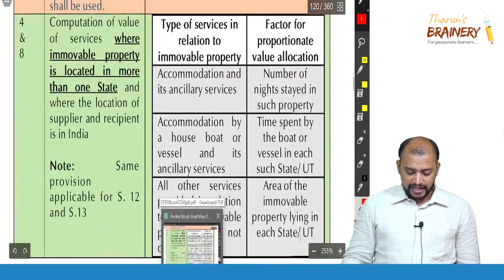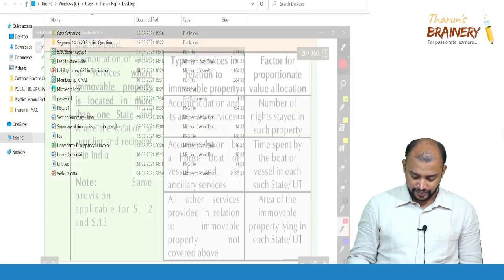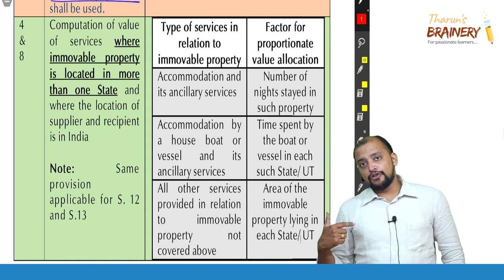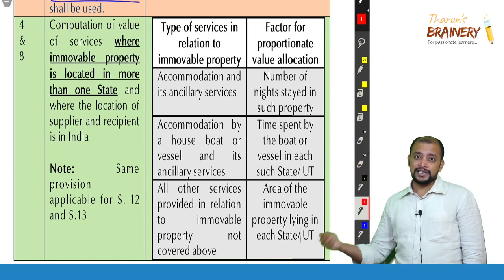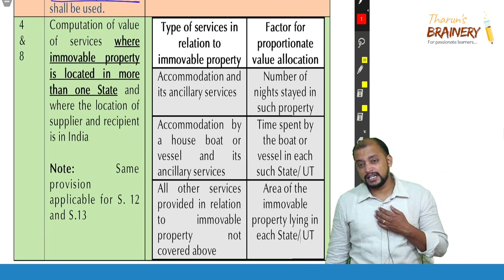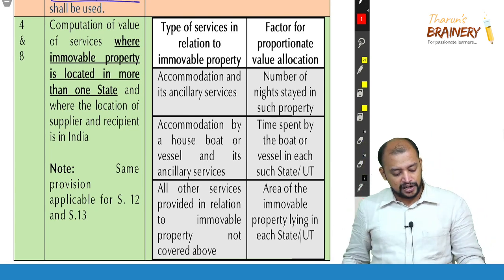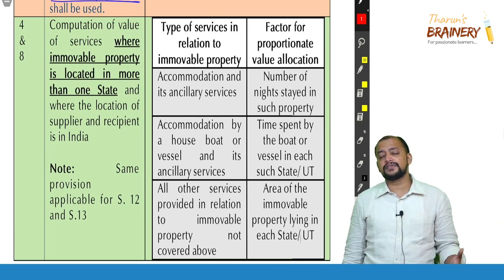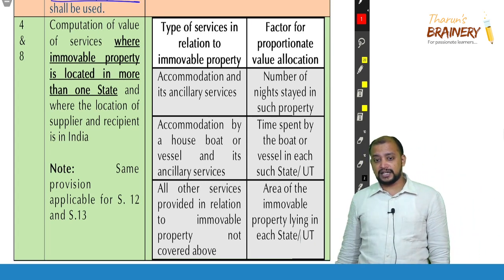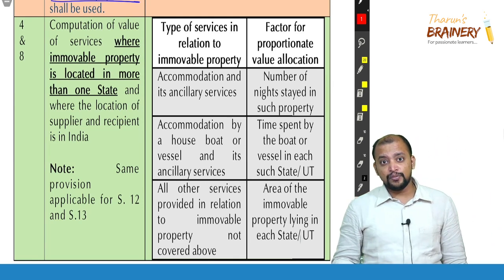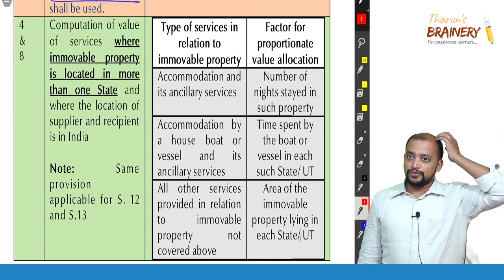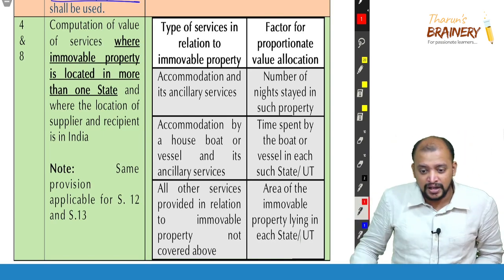Now look into the other areas. Rule number 4 and 8. Rule number 4 and 8 both are connected. 4 is in the context of 12, 8 is in the context of 13. That is immovable property you take. If the immovable property is in more than one location. For example, I am getting a contract to provide some maintenance service in relation to immovable property. That immovable property is in more than one location. So what will be taken in that case? So when immovable property is in more than one location, we need to take the floor area.